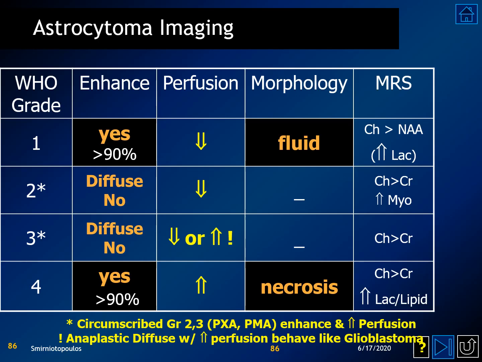Also remember that contrast enhancement is a bad sign for diffuse gliomas, but it is a typical sign in the circumscribed gliomas, and that a heterogeneous tumor can be the result of fluid secretion, which is good, or necrosis, which is bad.